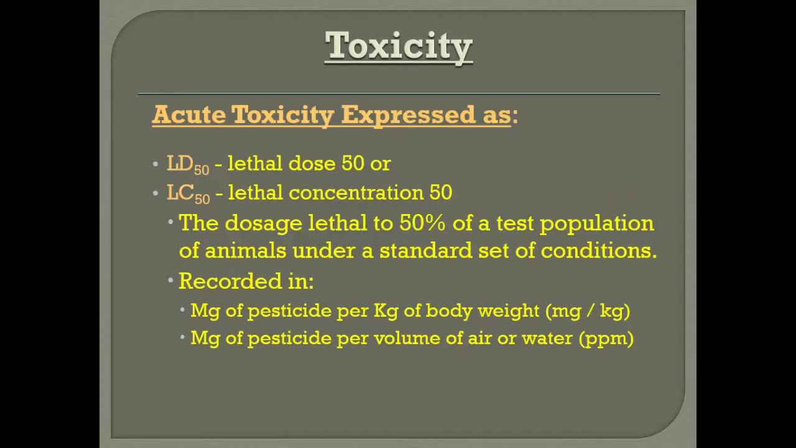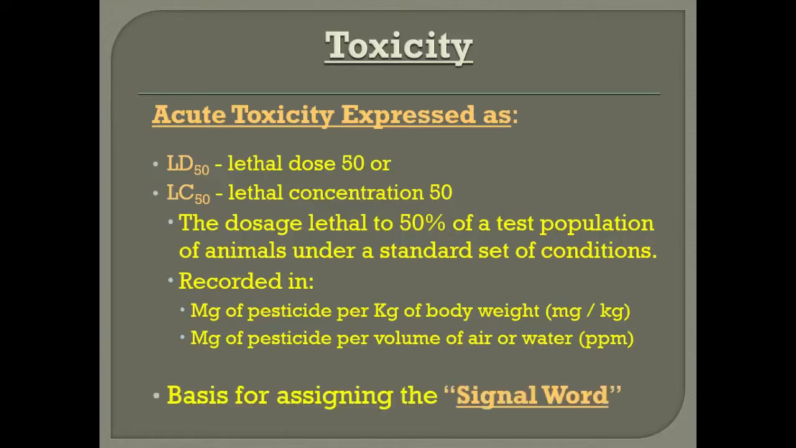Okay. Acute toxicity is expressed as LD50, or the LD lethal dose that would kill 50% of a test population of animals under a standard set of conditions. And it's the milligrams of pesticide per kilogram of body weight, or by volume by air. Okay, you've heard that term LD50. Okay, and this is the basis for assigning the signal word, whether it has caution or danger, which has certain implications for how it's used, and we'll get into that in a minute.